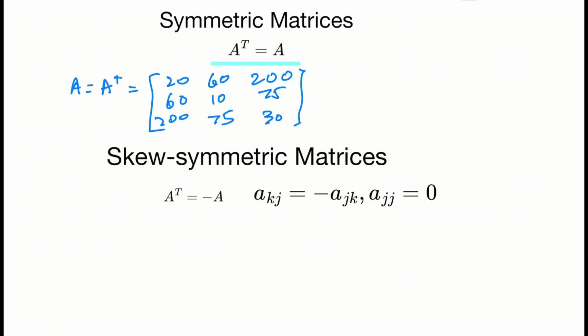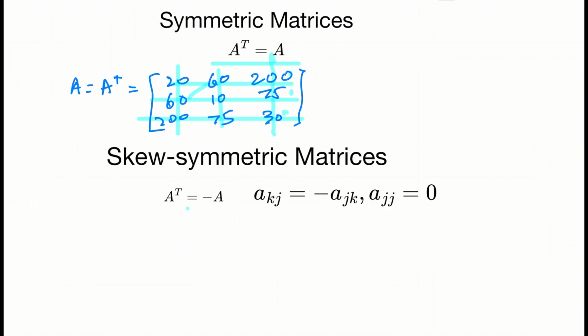All right, so let's see the transpose of this. If we do that, rows and columns trade places. So this row would become this column. So it would be 20, 60, 200, so that's the same. This row, that column would become the second row. So 60, 10, 75, yeah, that's the same. And then the third row would become the third column. And you can see that's 200, 75 and 30, 200, 75 and 30. So that is the transpose. That's a symmetric matrix.